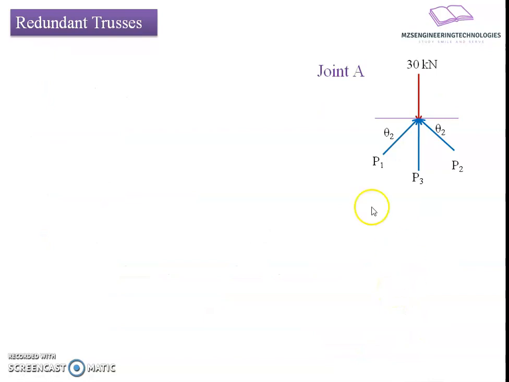Now we'll go to joint A. We'll have four forces here: P1, P2, P3, the member forces, and the 30 kilonewton applied load at an inclination with reference to the horizontal as theta 2.